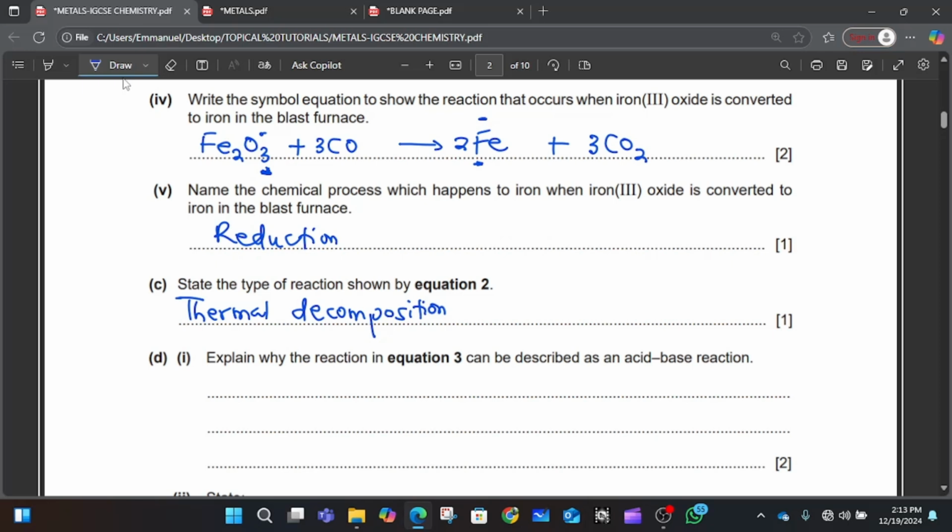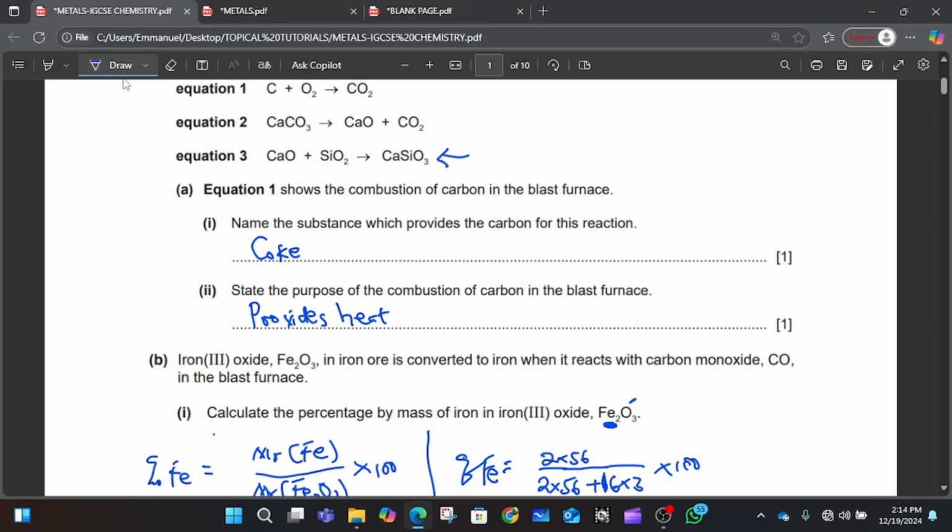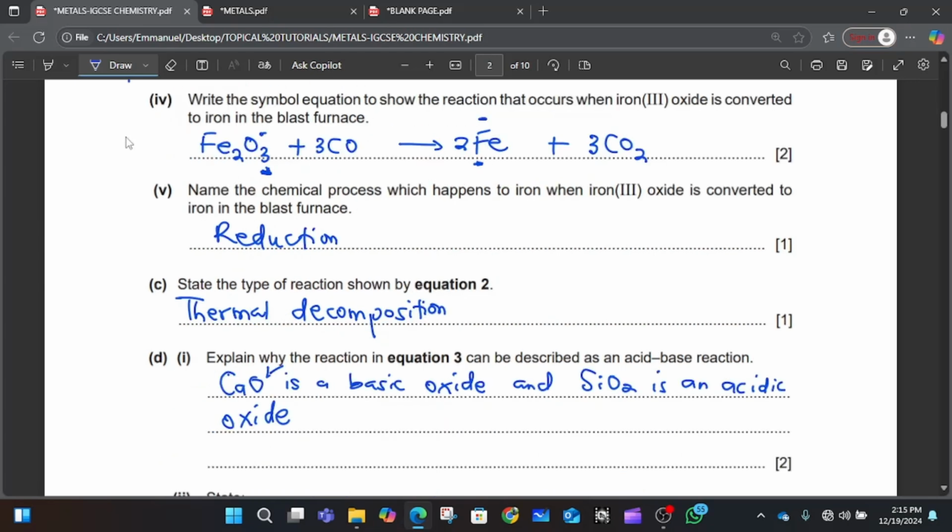D. I. Explain why the reaction in equation 3 can be described as an acid-base reaction. So equation 3 is the reaction between calcium oxide and silicon dioxide. Calcium oxide is a basic oxide, and silicon dioxide, SiO2, is an acidic oxide. And anytime a base and an acid react, we call it a neutralization reaction.